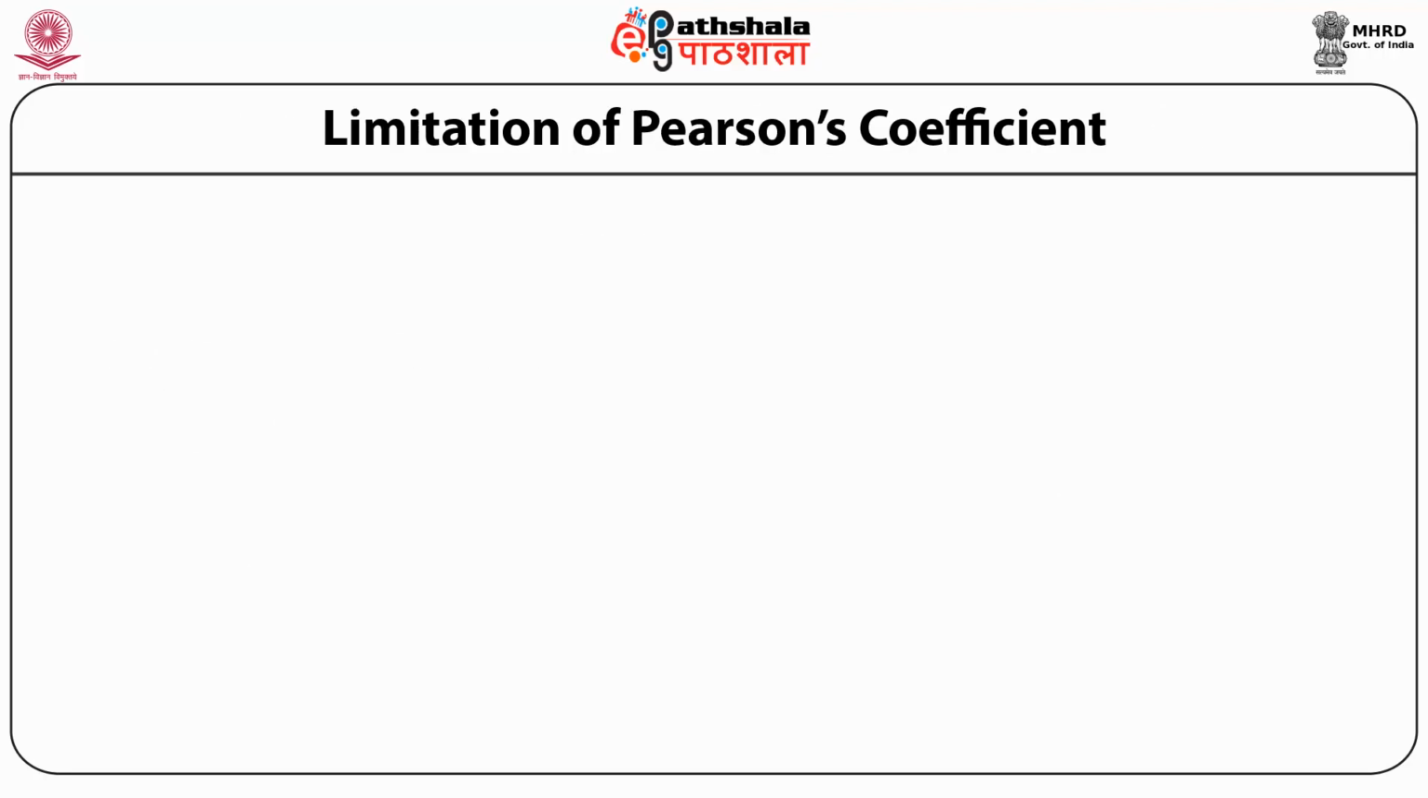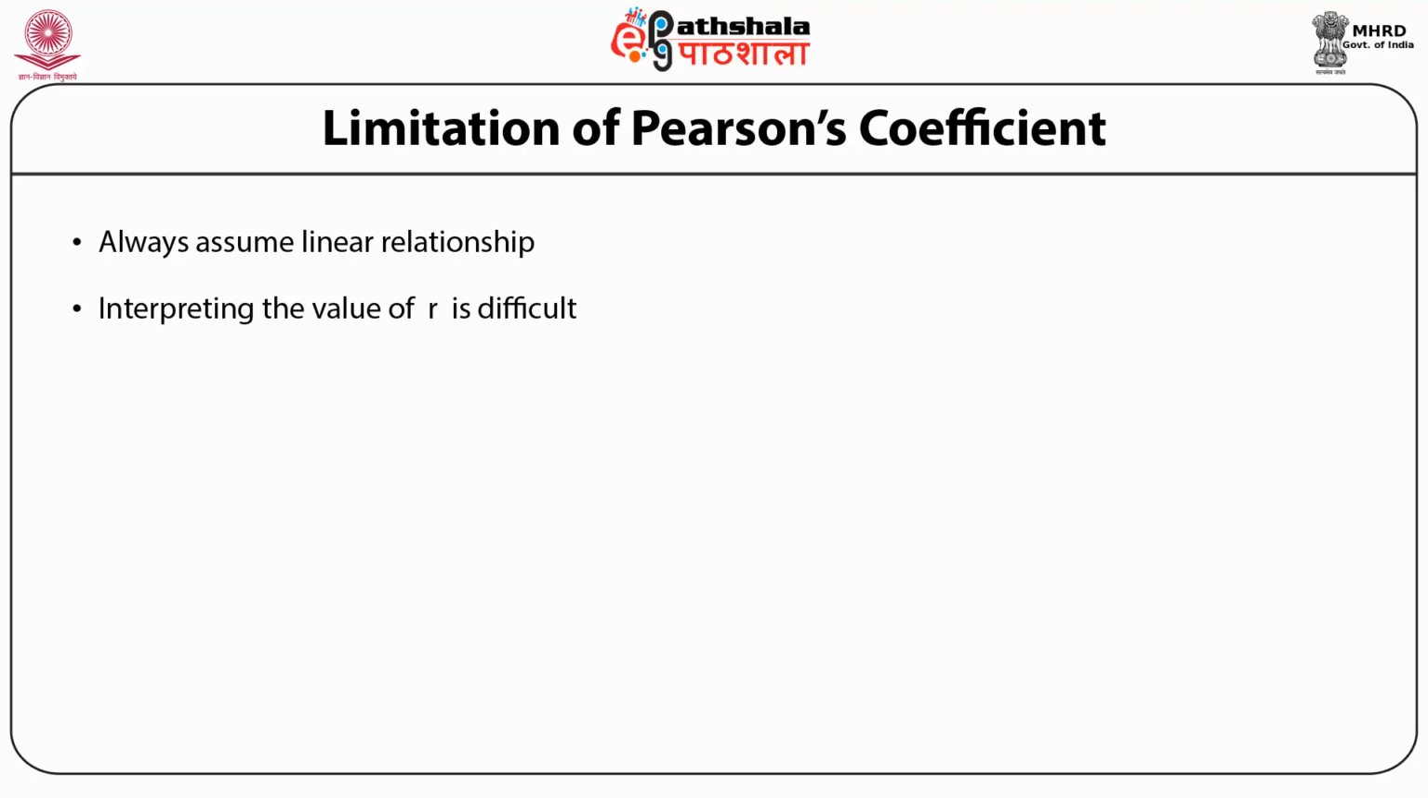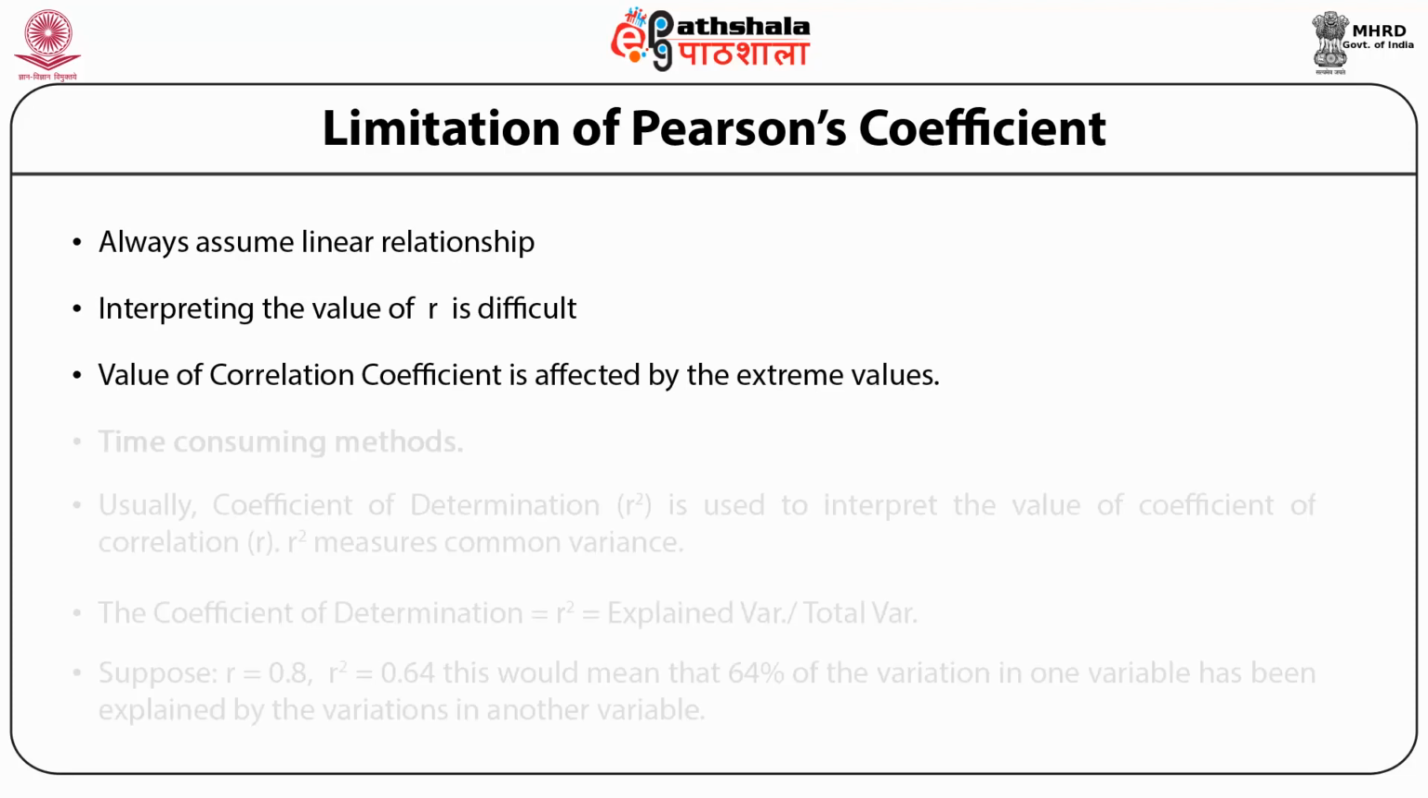Limitations of the Pearson's coefficient: it assumes a linear relationship only. Interpreting the value of R is usually very difficult for people, the value of the correlation coefficient is affected by extreme values, and it is a time consuming method.